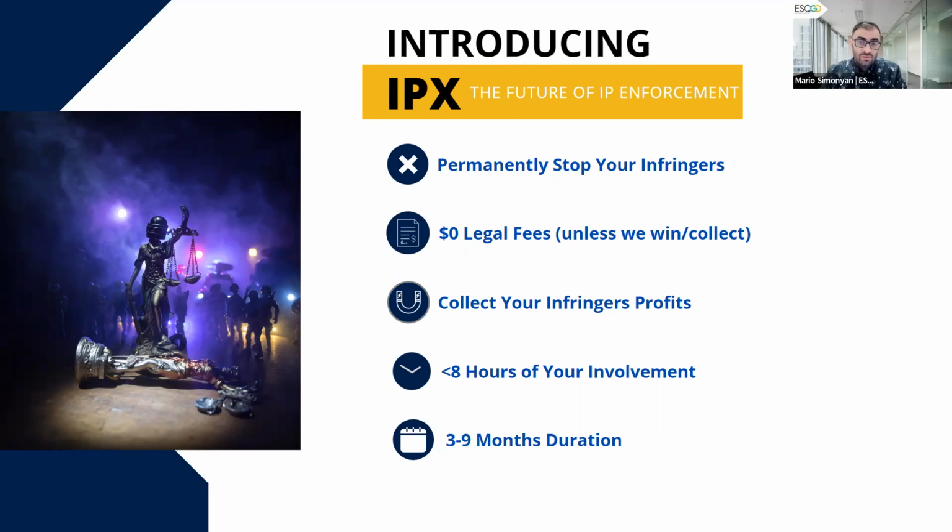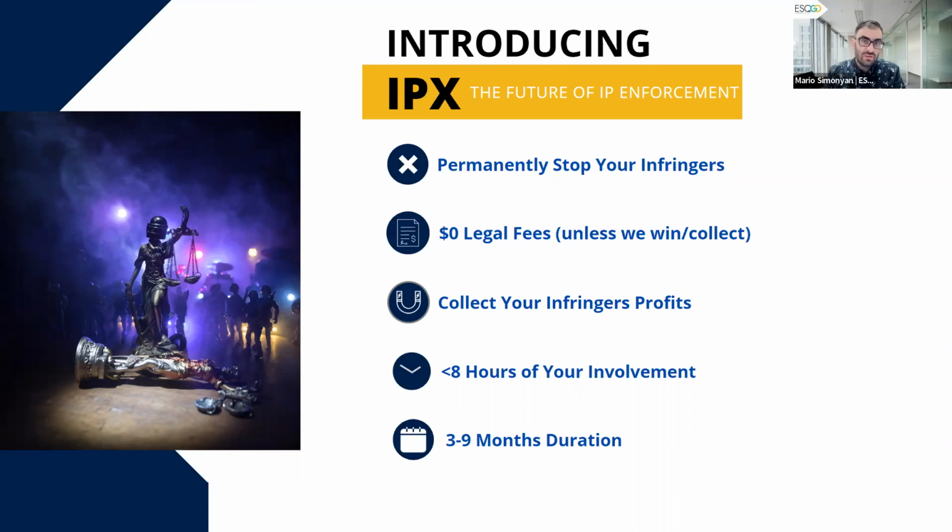So what does IPX do? It's going to allow you to permanently stop your infringers. It's going to cost you 0 legal fees unless we win and collect, right? It's going to allow you to collect profits and revenue from your infringers. And as far as involvement, on average, you're looking at spending less than 8 hours. And the time frame where a lawsuit may take 1 to 5 years, you're looking at 3 to 9 months here. Okay. And just want to talk about the 0 legal fees.